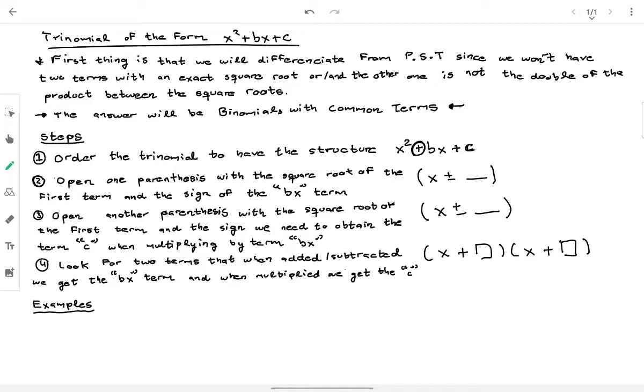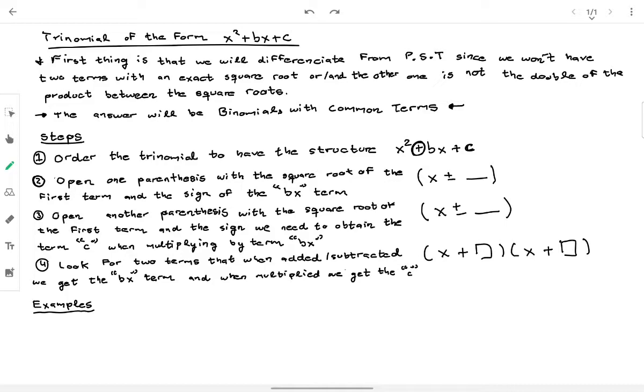And what happens with the other parentheses? In the other parentheses, we will also have the square root of the first term. And what about the sign? It's the sign we need to obtain the term c when multiplying by the bx term's sign. So here I got a positive one. What do I need to multiply to become a positive? Well, another positive. What happens if c was a negative one? Okay, a positive to become a negative must be multiplied by a negative. So it will be that way.